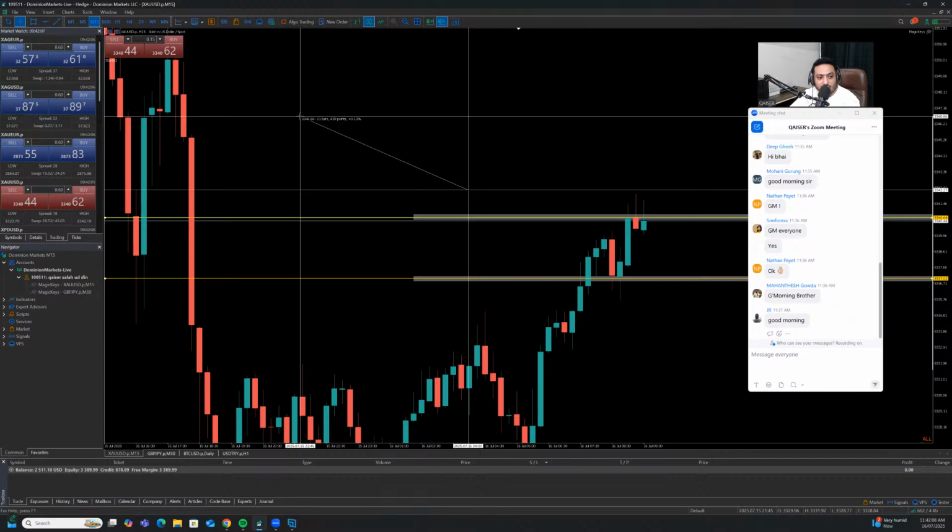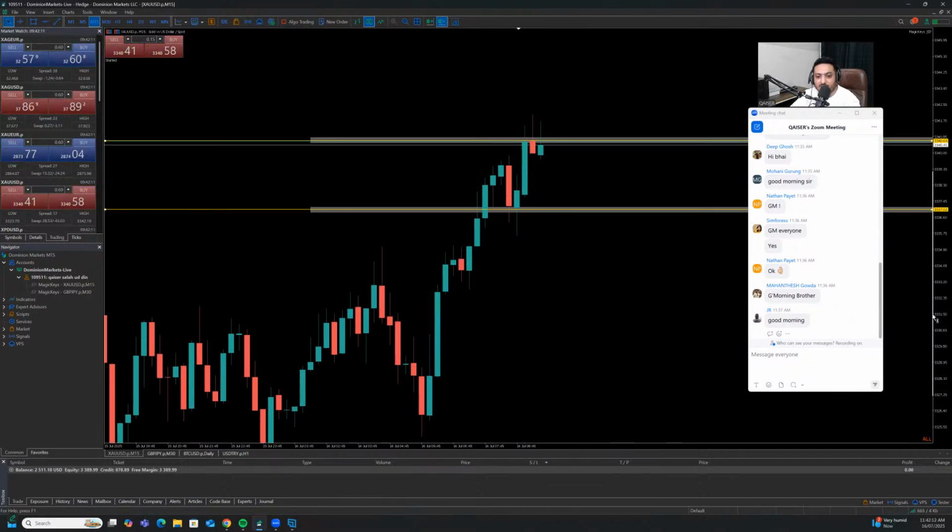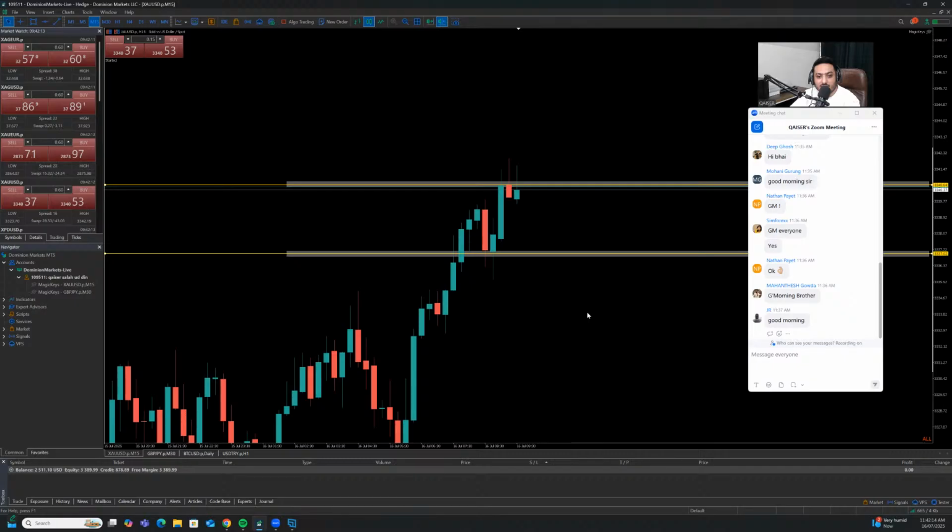In this situation, it's getting interesting. But I need to see volume on the chart, and I can't see it here. See it there actually.